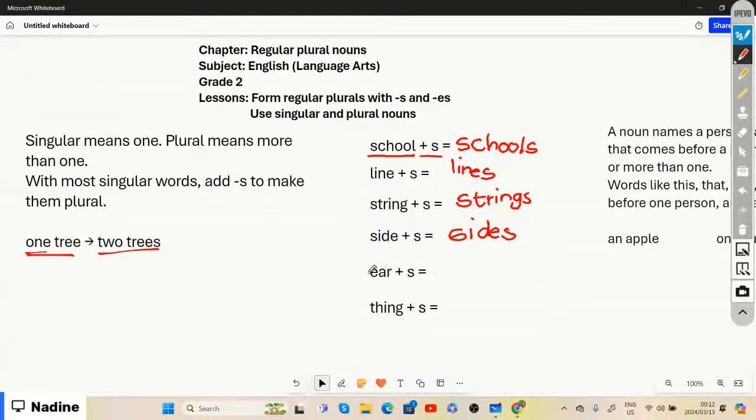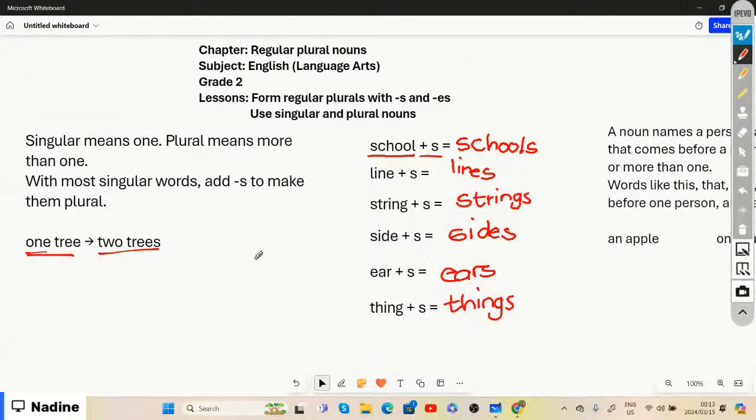So basically, if we add an S, then it means that we have two ears. So ears, right? Ear plus S is ears. And then thing, right? It's like saying, I have this thing. But now if I have more than one of that thing, then we can say, I have these things, right? Things.